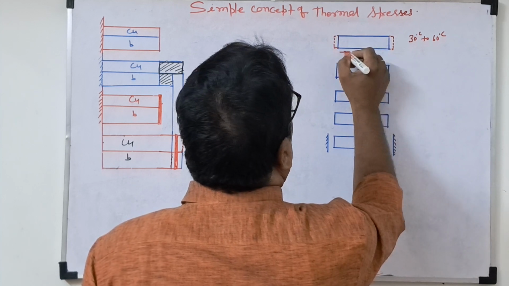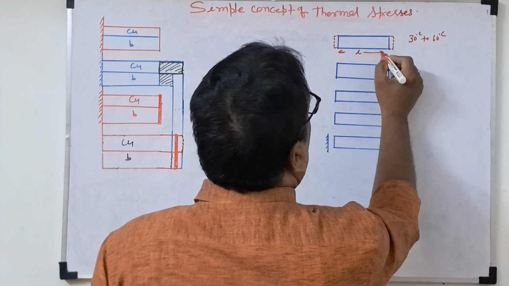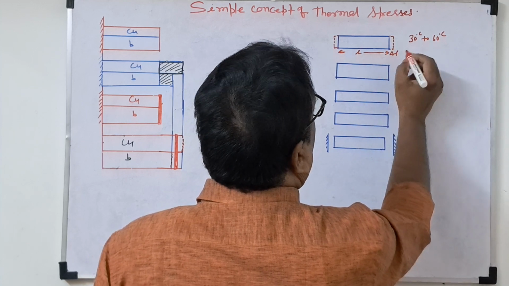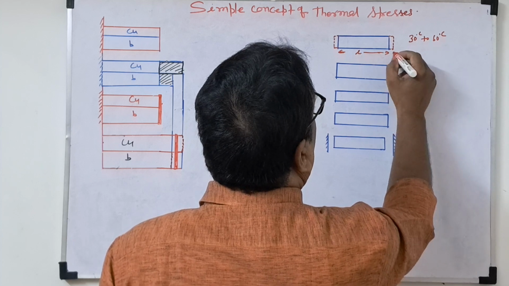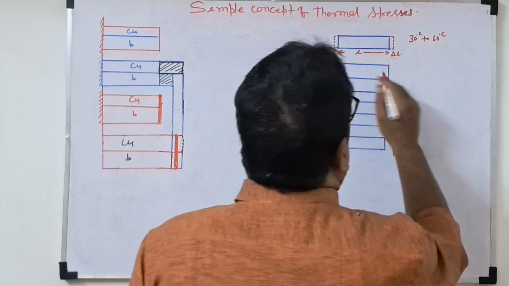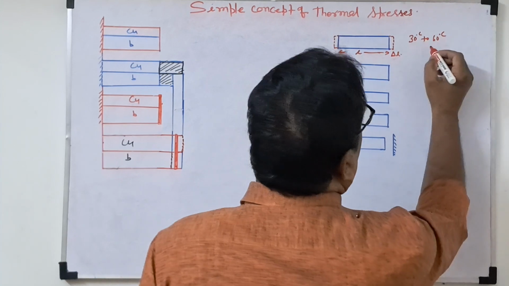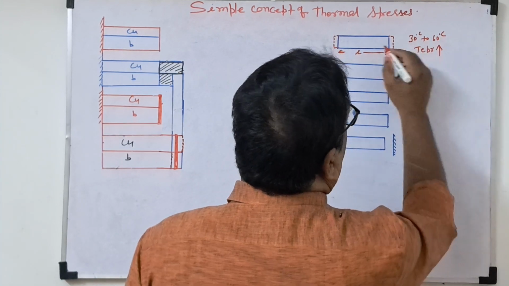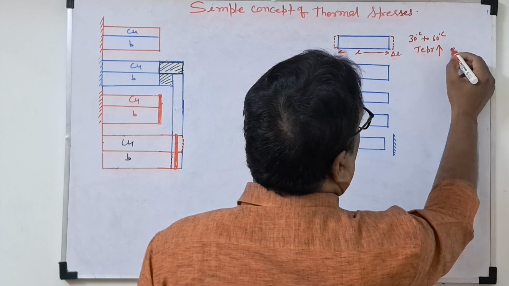Suppose this is length L. This length will be delta L. Delta L is the elongation. So what we are seeing here is, if the temperature increases, the body will elongate.